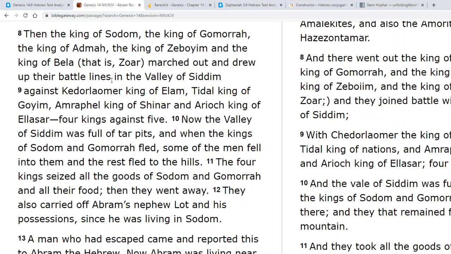Itam. Interesting. Let's see. Verse 8 in the NIV. Then the king of Sodom, and the king of Amorah, and the king of Admah, and the king of Tzivoim, and the king of Bela, that is Zoar, marched out and drew up their battle lines in the valley of Sidim. So they're saying Vayarhu Itam Milchama is, and they made battle lines. I guess, yeah.